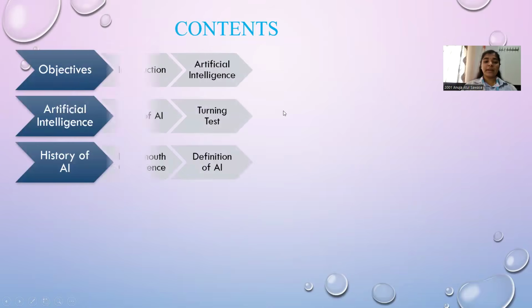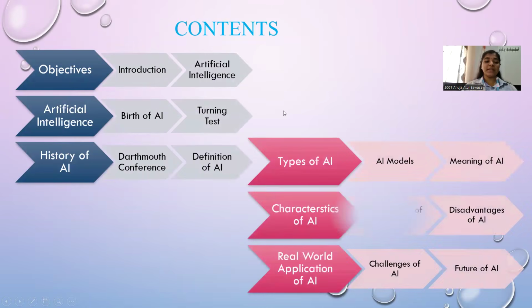Then the contents of my presentation are objectives, introduction, artificial intelligence, birth of AI, Turing test, history of AI, Dartmouth conference and definition of AI, types of AI, AI models, meaning of AI, characteristics of AI, advantages of AI, disadvantages of AI, real world application of AI, challenges of AI, and future of AI.